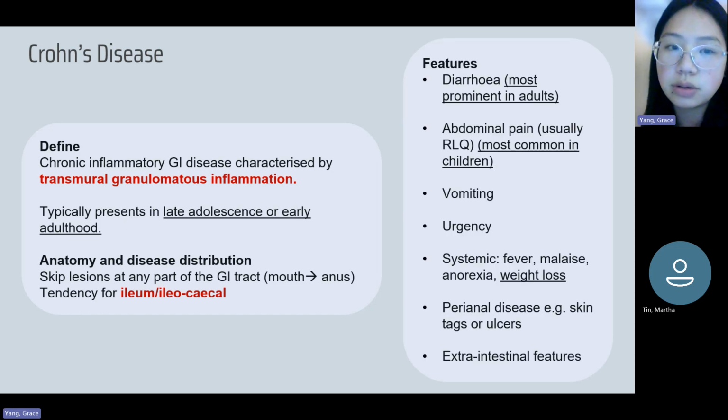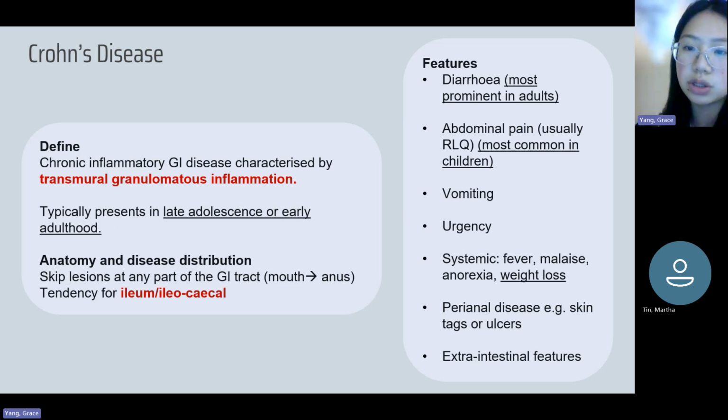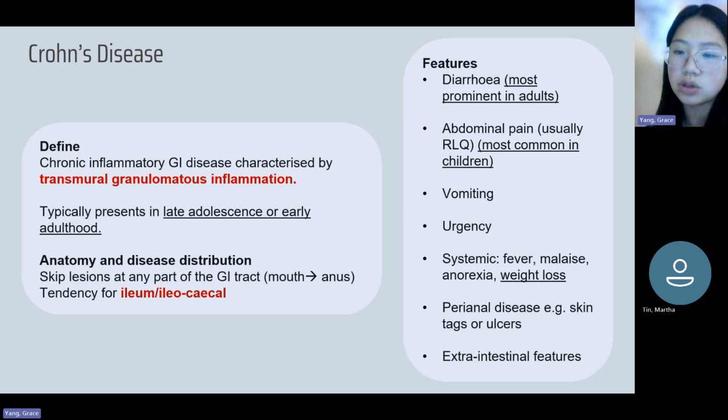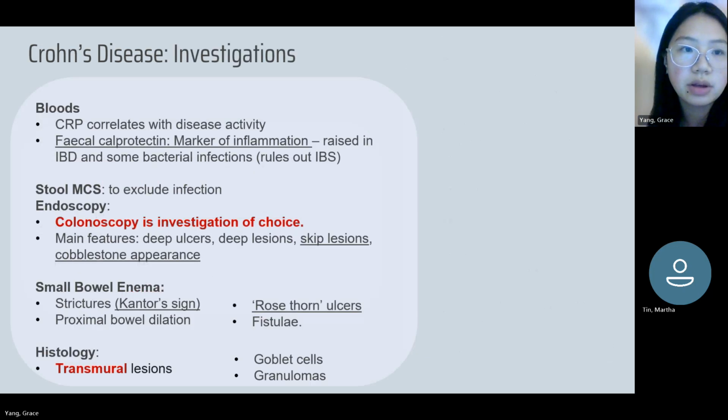So how would they present? Usually they'll come in with diarrhea, especially if they're slightly older. But with children, they'll come in with lots of abdominal pain, especially in the right lower quadrant where the ileocecal valve is. People might experience vomiting and urgency, and importantly, they'll probably have some sort of weight loss or systemic issues, which you wouldn't see in irritable bowel syndrome. They'll have perianal disease, so skin tags or ulcers, and extraintestinal features like arthritis or skin issues, which we'll go through. So what would you do for investigations?